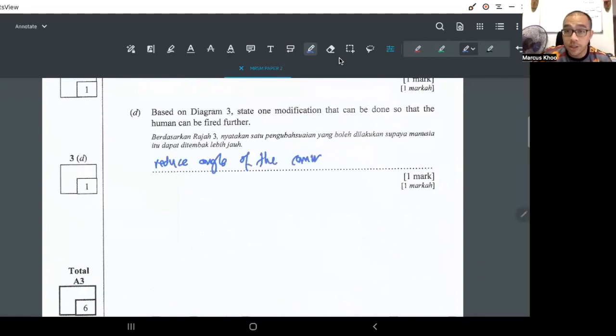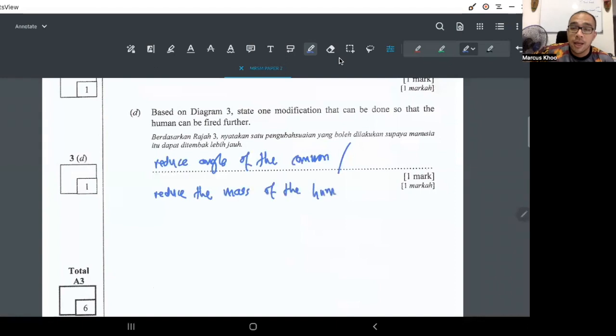Okay, that's the most logical one. Kita kasih turunkan sikit supaya dia boleh pergi lebih jauh. So kita tidak mau dia pergi lebih tinggi. We just want him to go further. Okay, another possible answer for this would be to reduce the mass of the human.